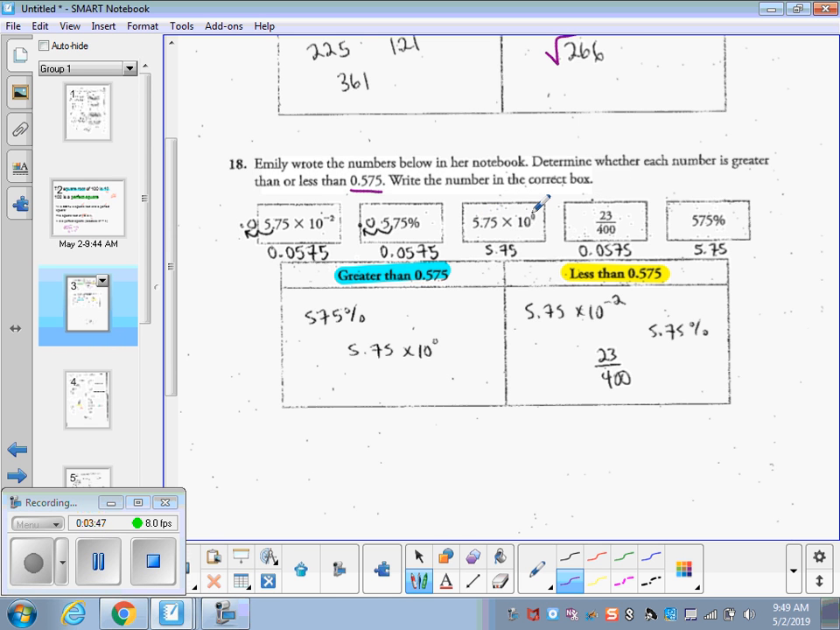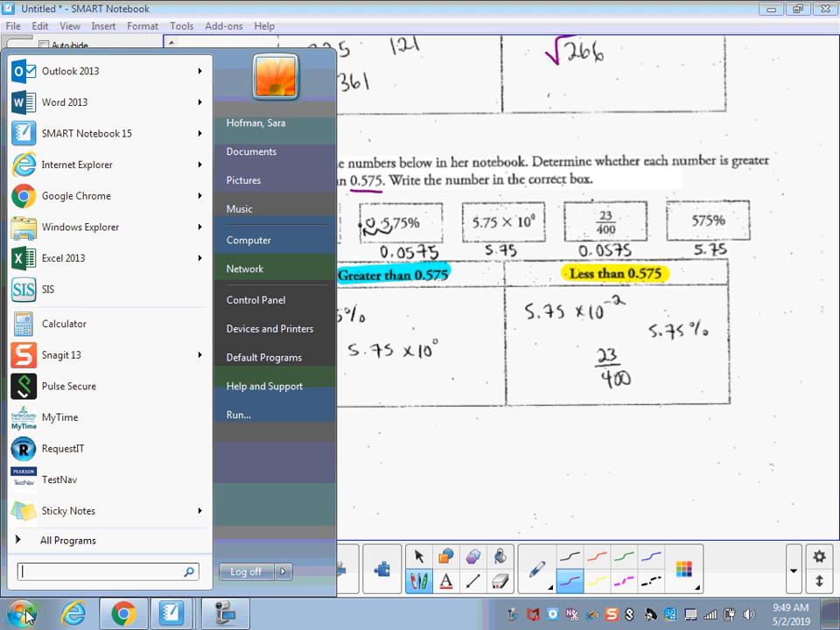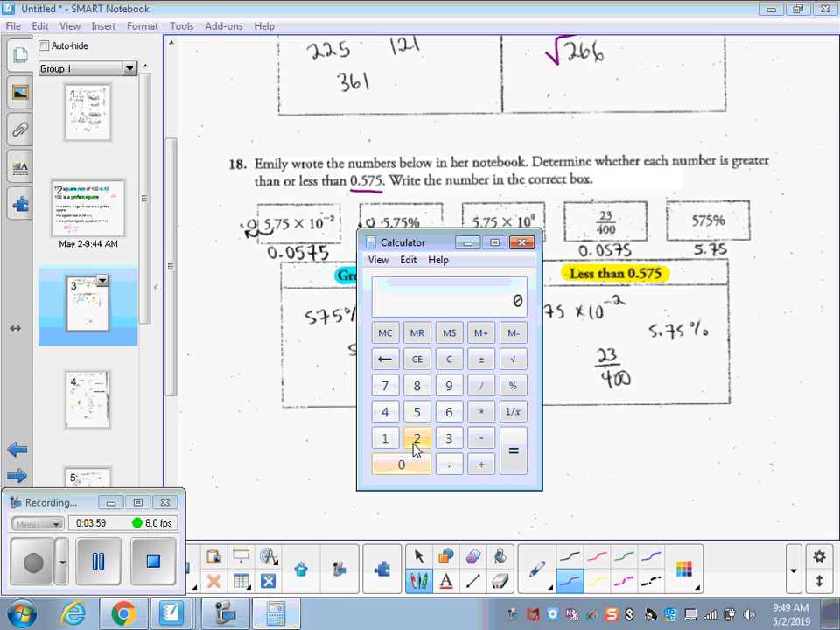It's just itself, the decimal doesn't move. So 5.75 is bigger than 0.575. For 23 out of 400, when you divide that in the calculator, that one you probably would need a calculator for, to divide 23 by 400, and it's going to be that.